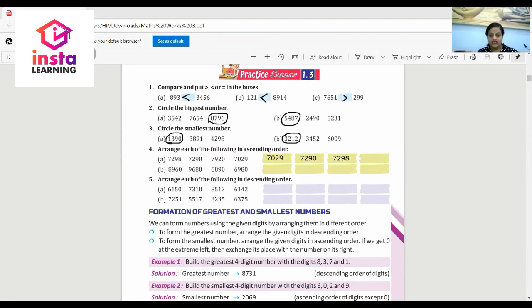And what is the biggest number? That is 7920. This is the biggest number of all, and it is going to be placed at the last number. Okay, at the last block also.